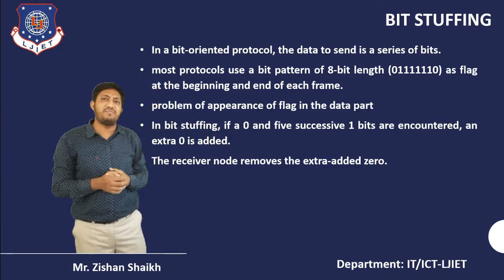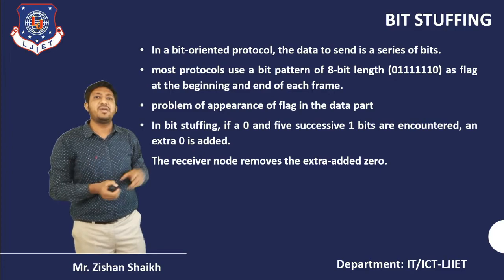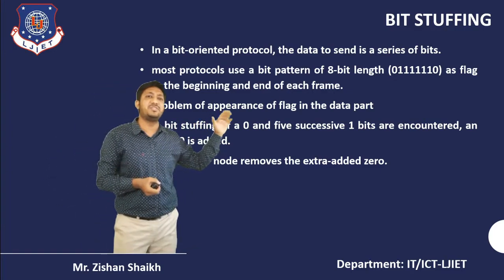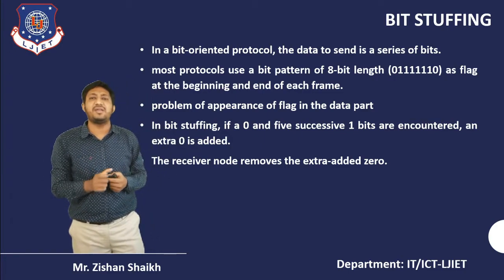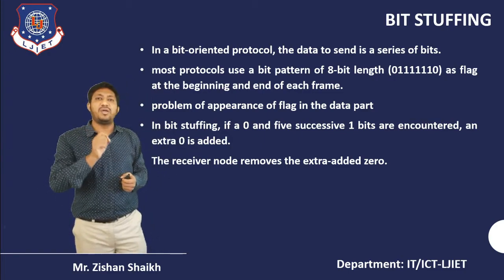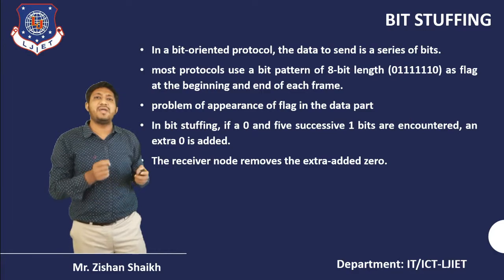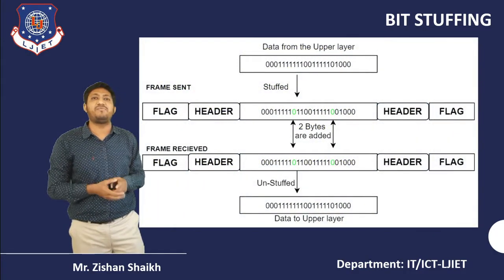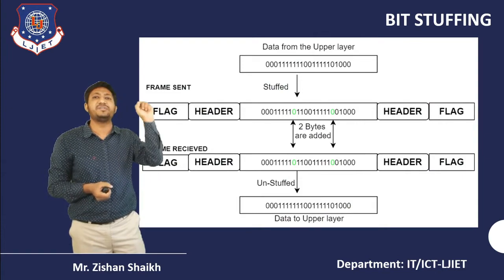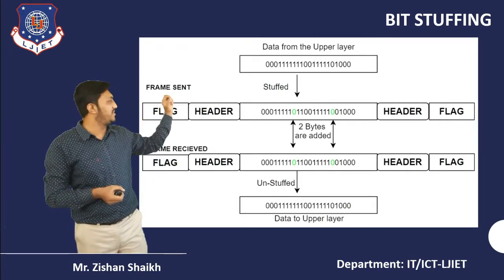In bit stuffing, the problem is, if a 0 and 5 consecutive ones appear, how can we identify whether this is a particular frame flag or my particular data? For that we are using the concept of a flag bit, that is an additional 0. So let's understand this example.